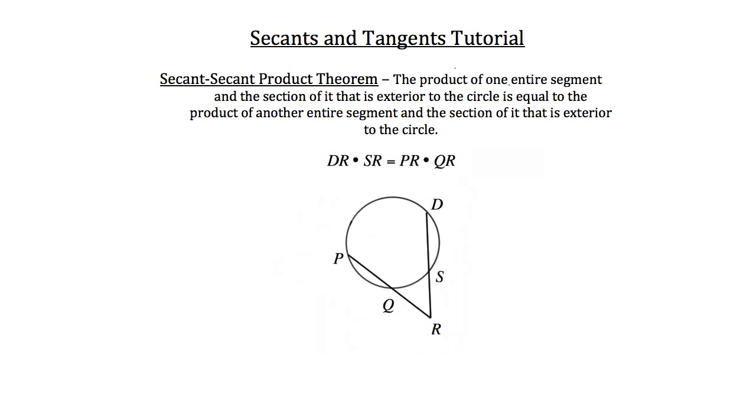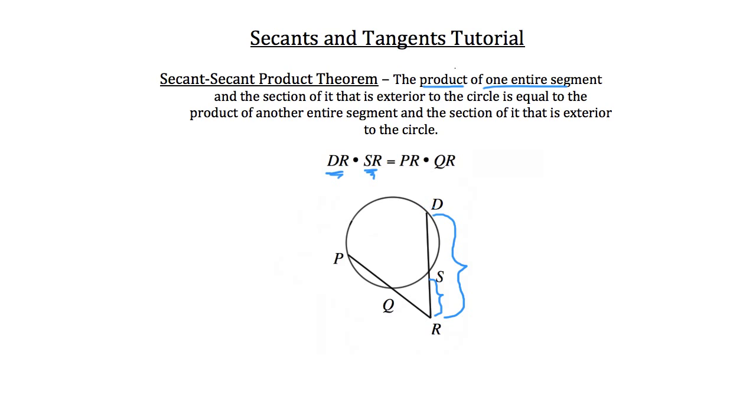The product of one entire segment and the section of it that is exterior to the circle. So let's start with DR. Here's our one segment. So here's one entire segment, DR, times the section of it that is exterior to the circle. Well, that would be this part here, from S to R. So that's what they're referring to, and they said product here, which means multiplication.